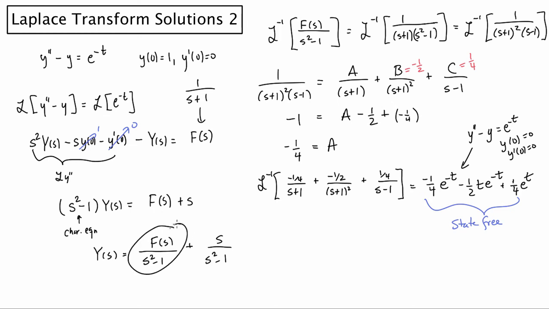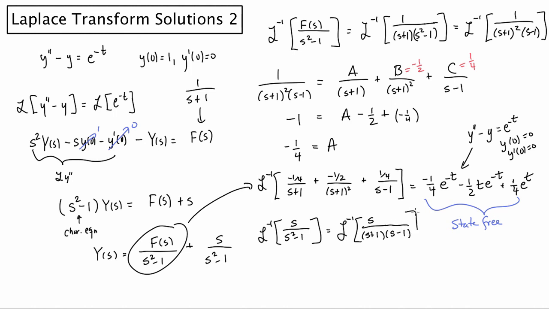Similarly, I've taken care of that here. Now I need to look at the inverse transform of this bottom one. And the bottom one is s over s squared minus 1. So it would be s over s squared minus 1, which I need to also look at the inverse transform of. If I factor the denominator, this would be s plus 1, s minus 1.